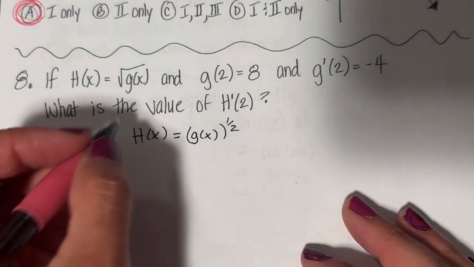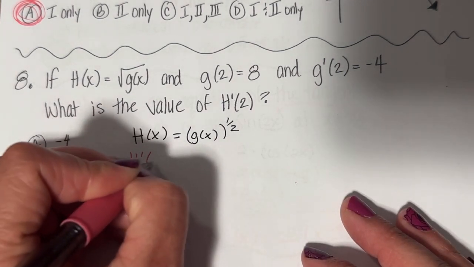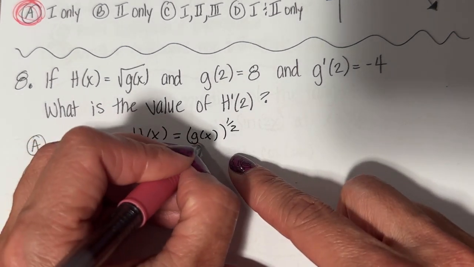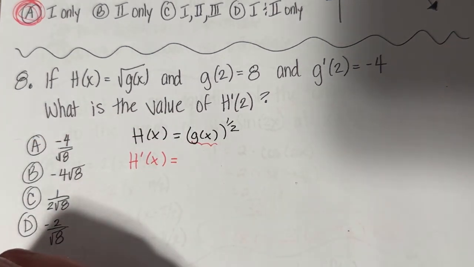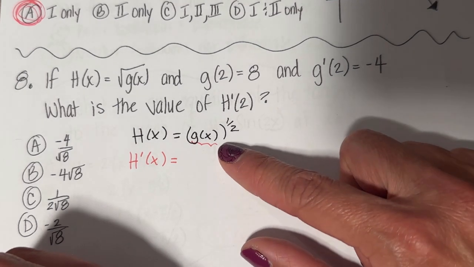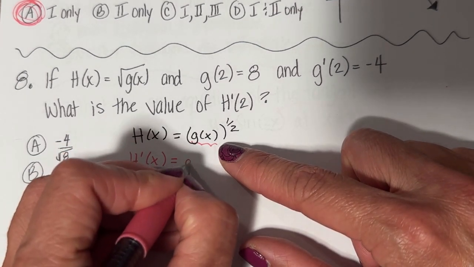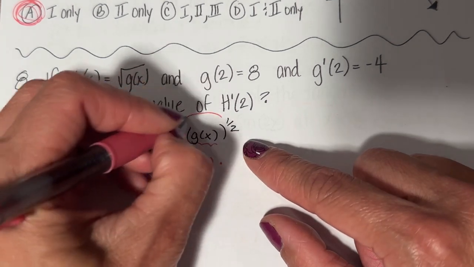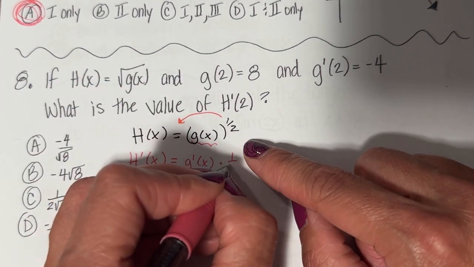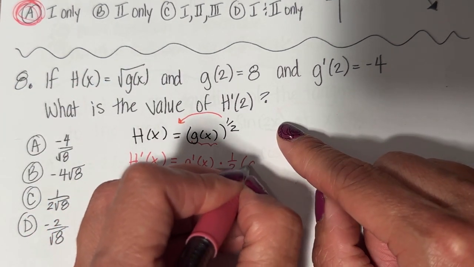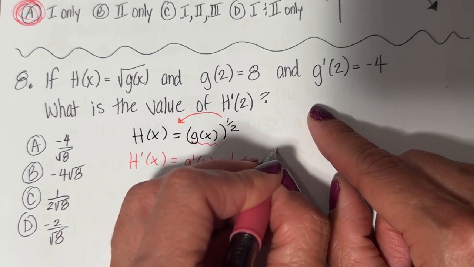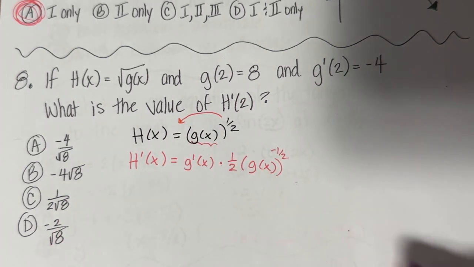And now let's take the derivative. So h prime of x equals, well, we have to use chain rule because I have a g of x function inside of a square root function. So you have to take the derivative of the inside. So the derivative of g of x times the derivative overall, you got to bring down that 1/2. And then that would be of g of x to 1/2 minus 1 is a -1/2 power now.